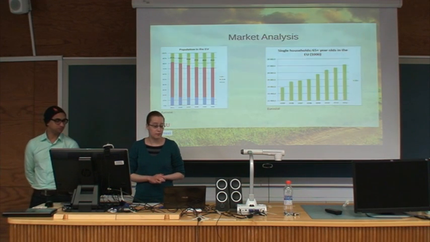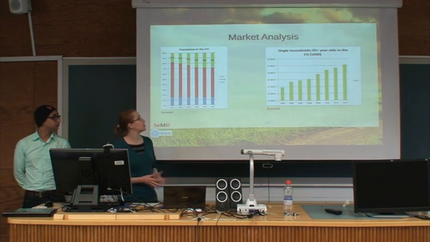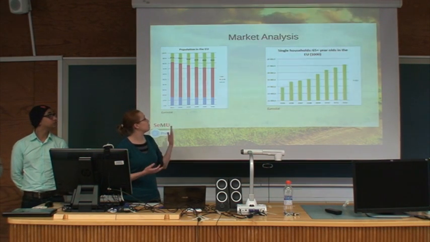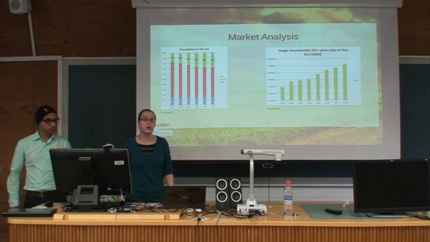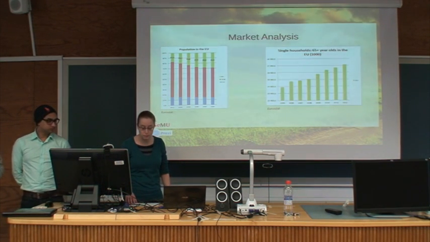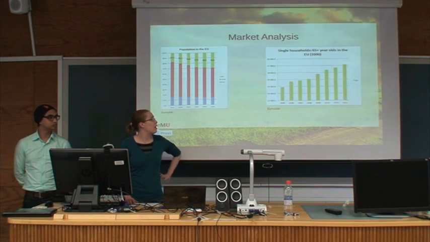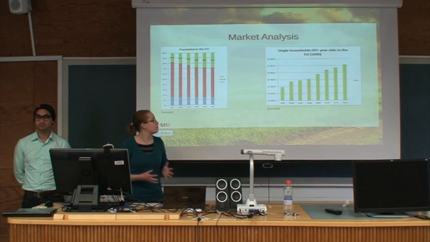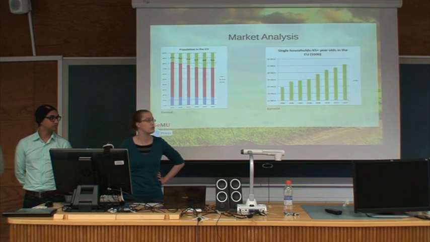So we did a little bit of market analysis, mainly on the user. So, statistics: the population of elderly, 65 years and older, is increasing. For example, already in 2013 we had 92 million over 65. And the single households are also increasing. So in 2012, it was 27 million, about a third of the population.